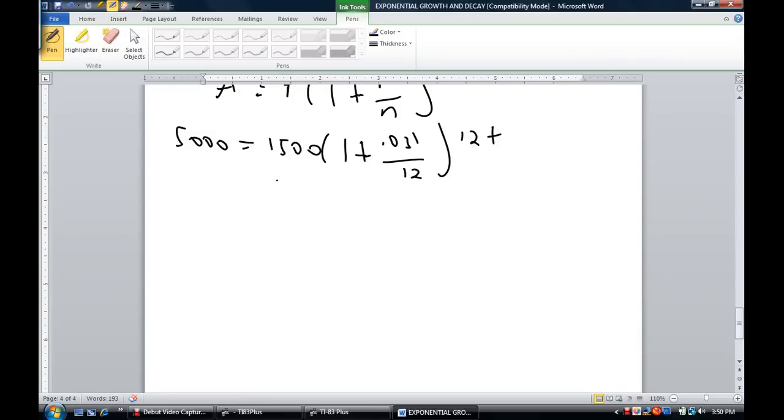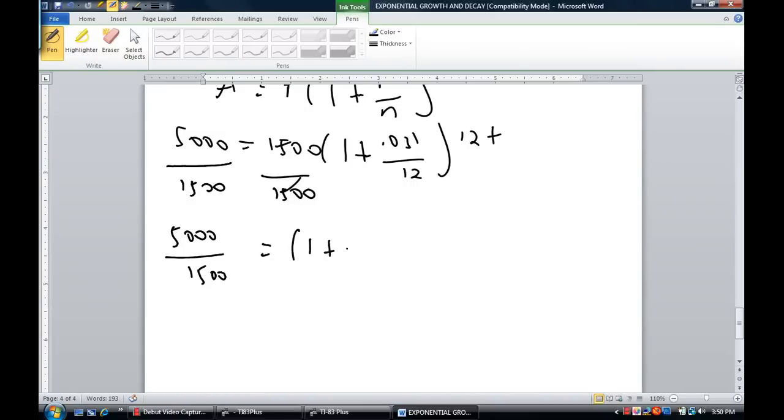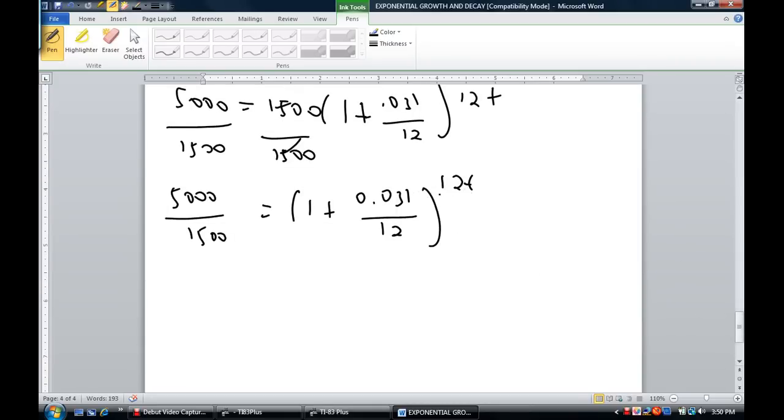So let's divide both sides by 1,500. And what I'm actually going to do, I'm going to leave it as a fraction. I could use a decimal, but I don't know what your instructor wants, so I'm going to leave this as a fraction, or as it is. Now you may want to use decimals, and that's fine, but it really depends on your instructor. So now I have this exponent, and I need to get the t, this 12t isolated.